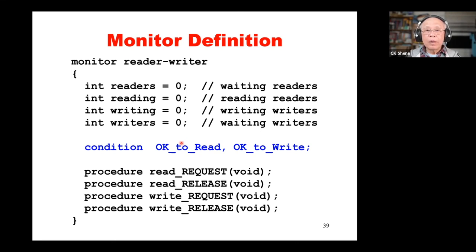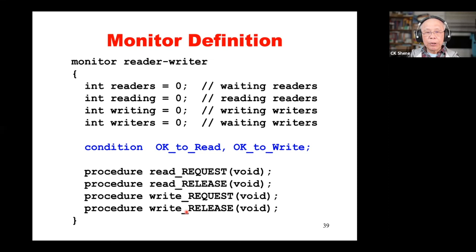First of all, let's define the monitor. Now we introduce four variables. Does this look familiar? We used the same thing when we discussed the semaphore version. Number of waiting readers, number of reading readers, writing writers and waiting writers. Now we still use two condition variables, OK to read and OK to write. And we still have those four procedures.